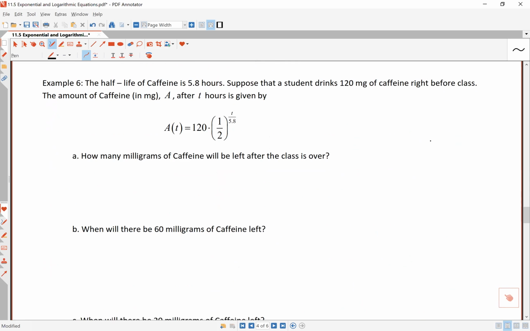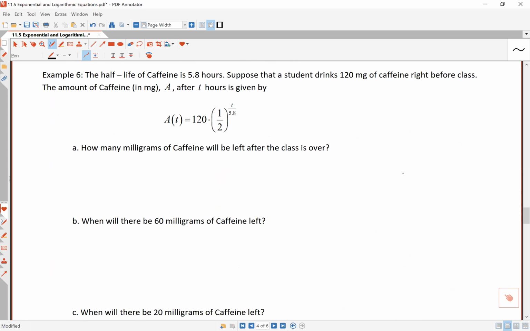An example that we looked at already in previous videos is caffeine. The half-life of caffeine is known to be 5.8 hours. Suppose that a student consumes 120 milligrams of caffeine right before class, and let's assume that class is 2 hours and 30 minutes long. We want to know how many milligrams of caffeine will be left after the class is over, after the 2.5 hours go by. The half-life is 5.8 hours, and we started by drinking 120 milligrams of caffeine.